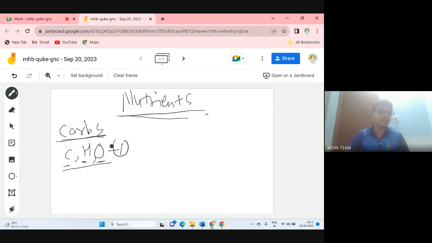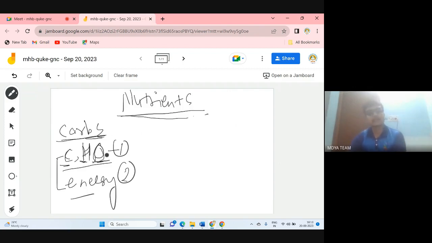So two conditions were there. First, those chemical substances present in our food which have the chemical formula CHO. Three elements are present in carbohydrate: the first one is carbon, the other one is hydrogen, and the third one is oxygen. The other condition is that they provide us energy. The main function of carbohydrate is to provide us energy.